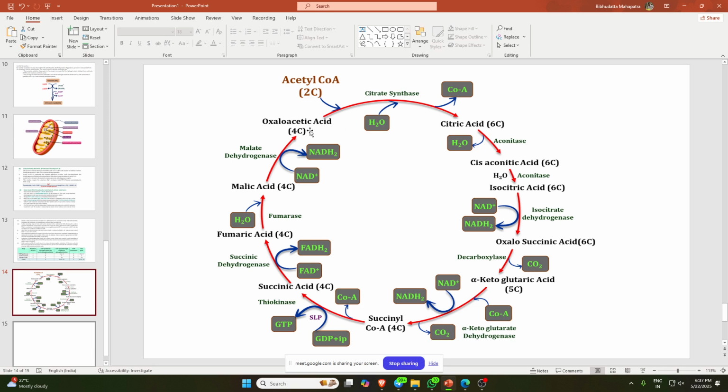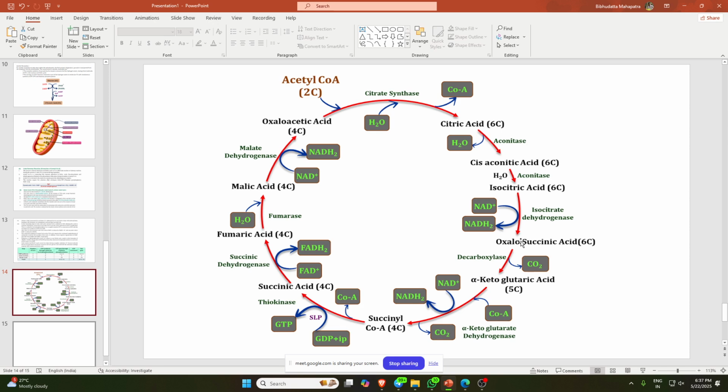Now this is the first reaction. Remember, oxaloacetic acid we added with acetyl coenzyme A to form citric acid. This is the first. Citric acid isomerizes into isocitric acid, the second reaction. Then this isocitric acid is oxidized to form oxalosuccinic acid. Here one NAD is reduced to NADH.